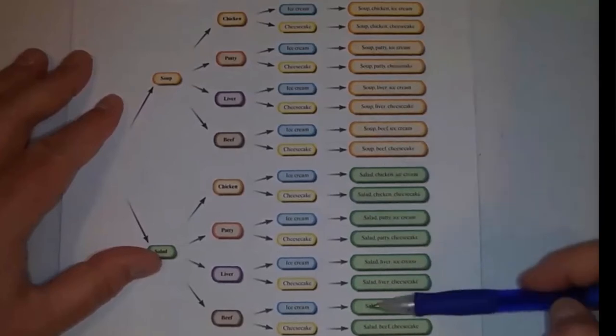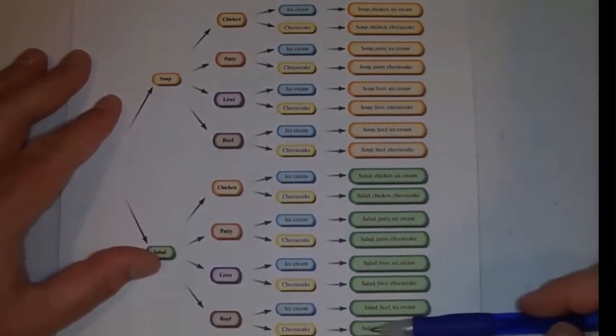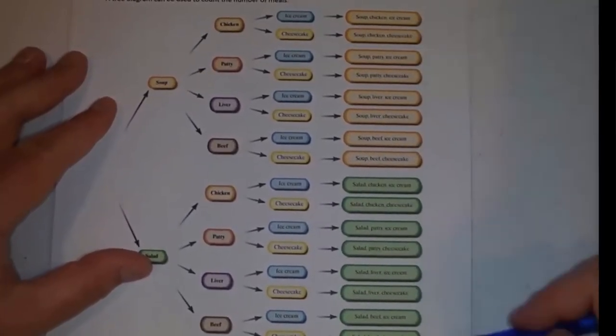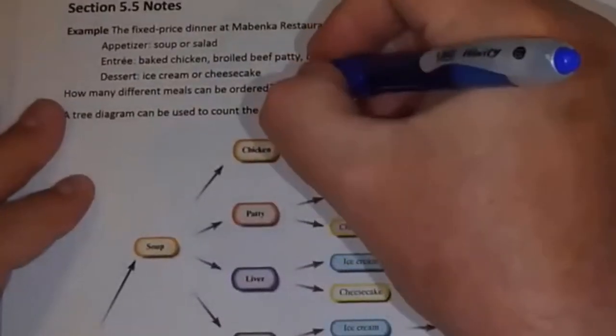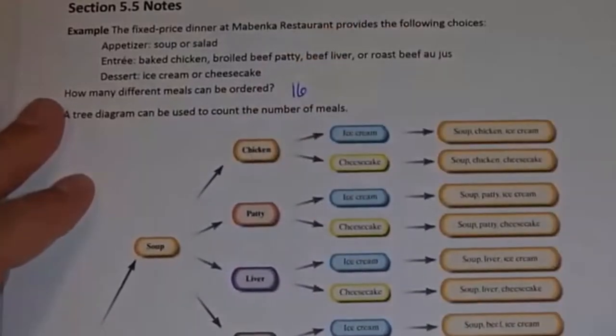So altogether, there are 16 different meals that are possible, and we've literally got them listed out here. So the answer to the question, how many different meals can be ordered? The answer is 16.